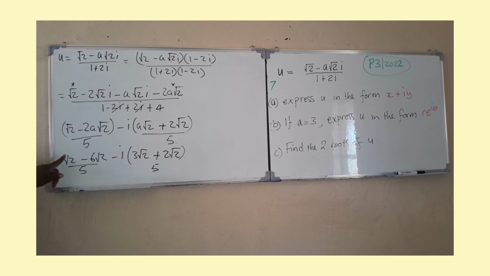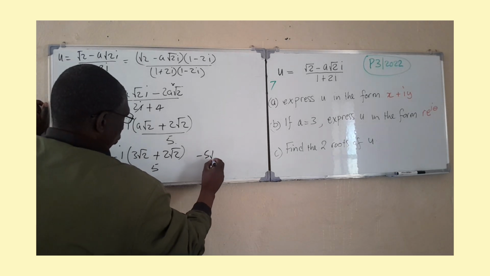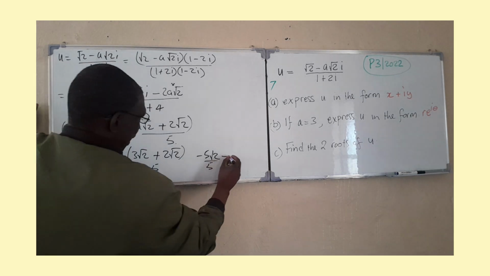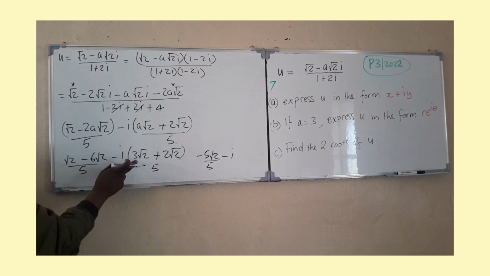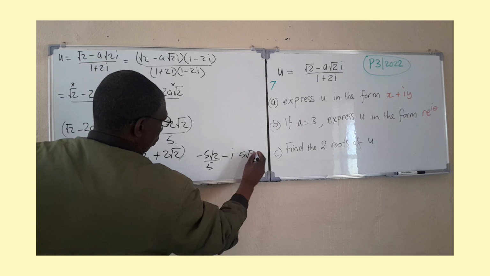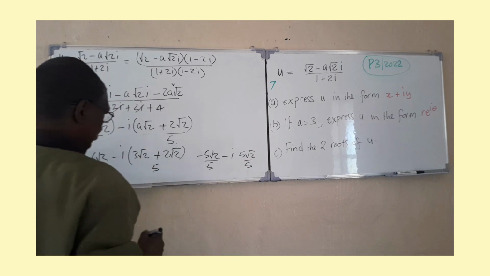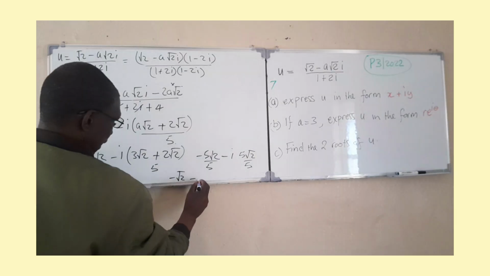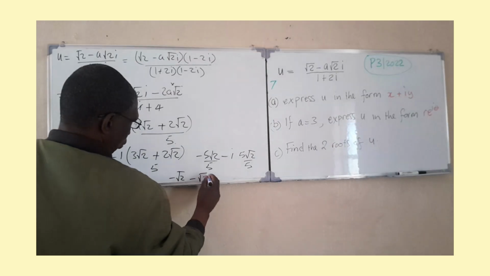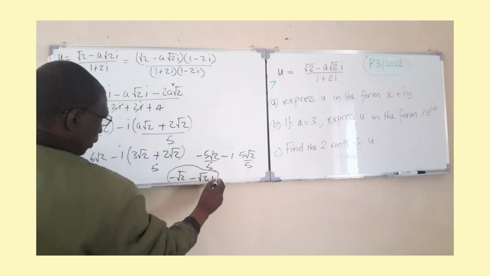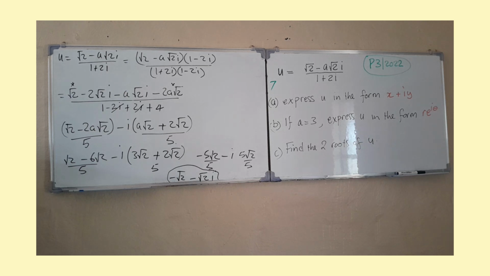1 root of 2 minus 6 root of 2 is equal to minus 5 root of 2, of course, divided by this 5. Over here, you have a minus i there, but inside here it's 3 root of 2 plus 2 root of 2, which is 5 root of 2 divided by 5, of course. And this simplifies to minus root of 2 minus root of 2 i, full stop. That is your u when a is equal to 3.